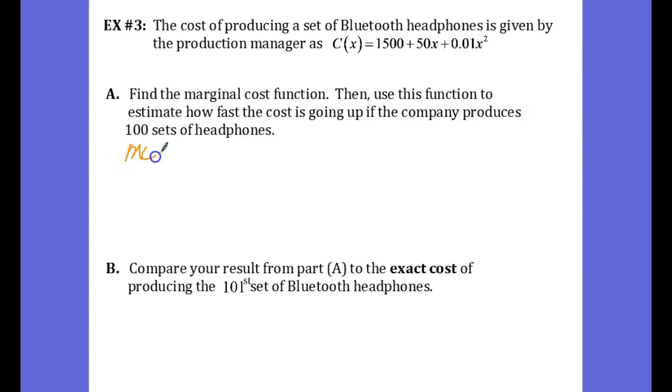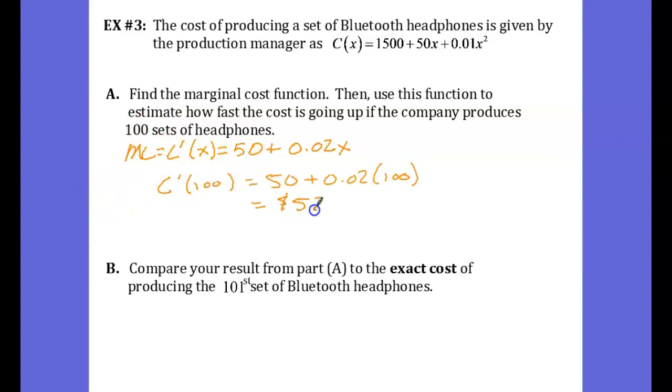So the marginal cost is going to be the derivative of the cost function. So the derivative of 1500 is 0. The derivative of 50x is 50 plus, using the power rule, 2 times 0.01, we get 0.02 x to the first power. And so we have our linear function. Now they want us to find an estimate for how fast cost is going up if the company produces 100 sets of headphones. In other words, they want to know what the slope is at x equals 100 for this function. And so we'll find C prime of 100. And so this will give us $52 per set of headphones.